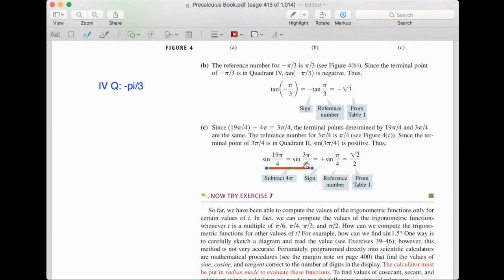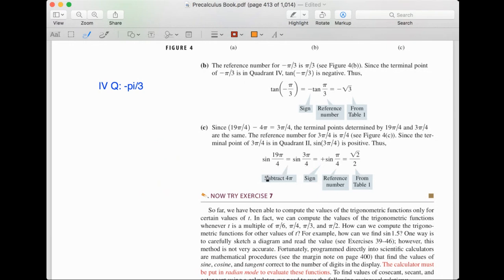Then for sine 3 pi over 4, 3 pi over 4 is in the second quadrant. In the second quadrant, what's its reference angle? We do pi minus 3 pi over 4, which is just pi over 4. And sine in the second quadrant is positive. So we have positive sine pi over 4, and sine pi over 4 equals square root 2 over 2.